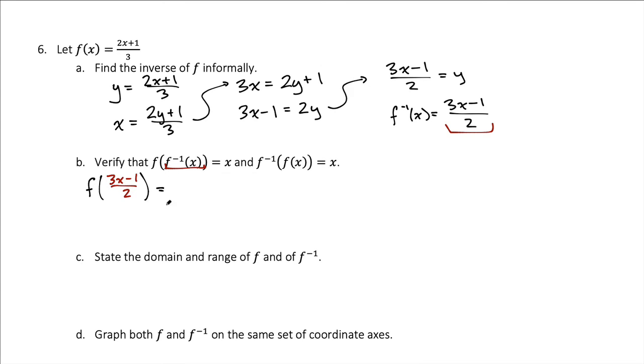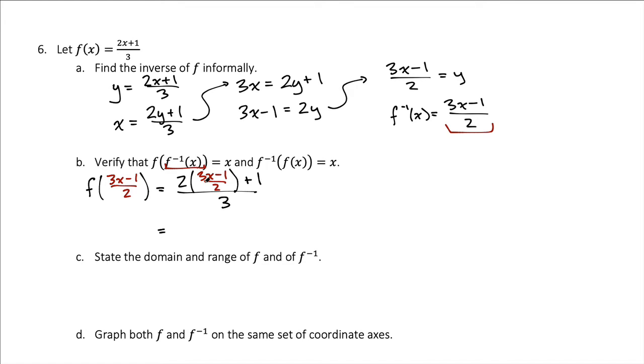Well, now we're going to plug that as our input for f. Now f is 2 times the input, which in this case is the entire (3x minus 1) over 2, and then plus 1, all over 3. So I've just applied f to this input, and there's my f. And now we need to simplify.